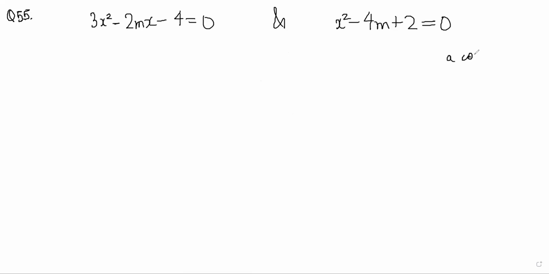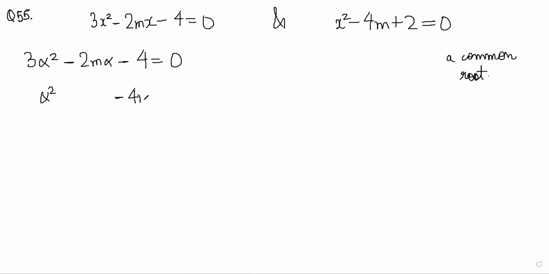They have a common root. Do the same process that you have learned. So let's put alpha: alpha square minus 2m alpha minus 4 is equal to 0, that's one equation. The second equation is alpha square minus 4m plus 2 is equal to 0. Now we multiply the first one by 1 and the second equation by 3. So 3 alpha square minus 12m plus 6 is equal to 0, and subtract.